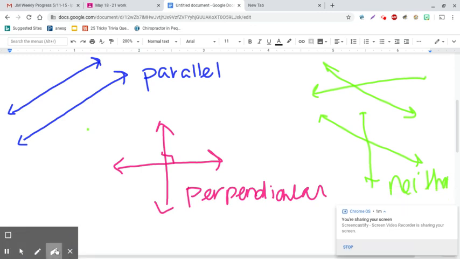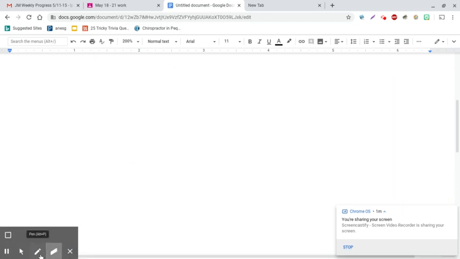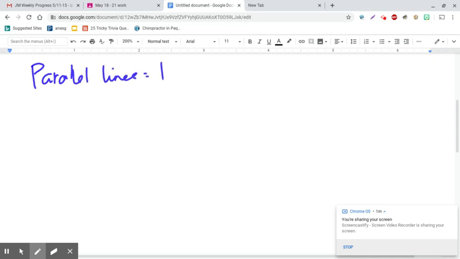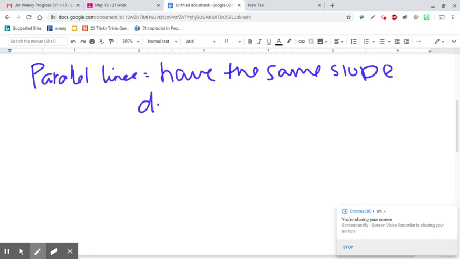All right, now I'm going to show how we're going to find these. Well, parallel lines have the same slope, but a different y-intercept. Now, the reason the y-intercept has to be different, if the slope and the y-intercept are the same, it's going to be the same line. Okay?